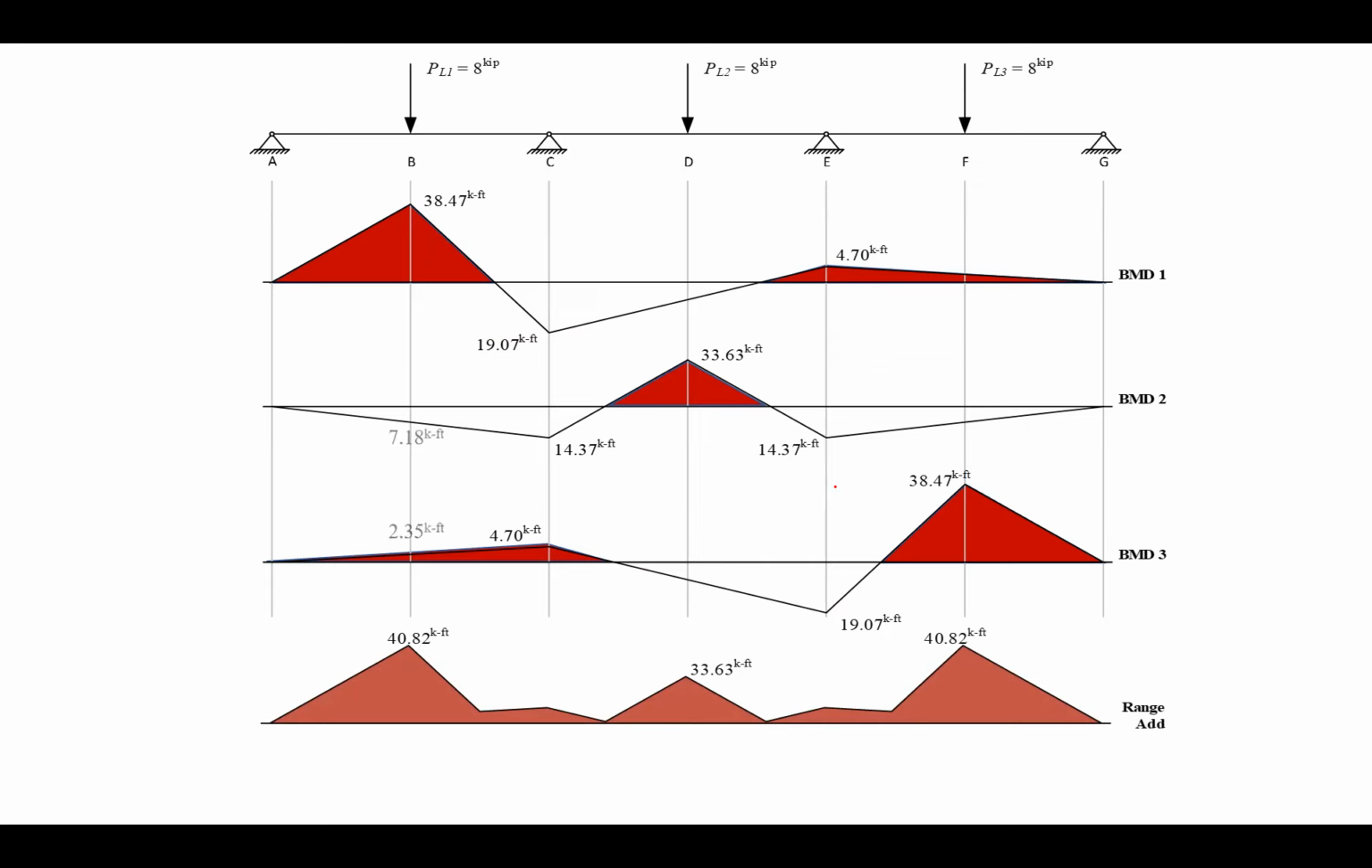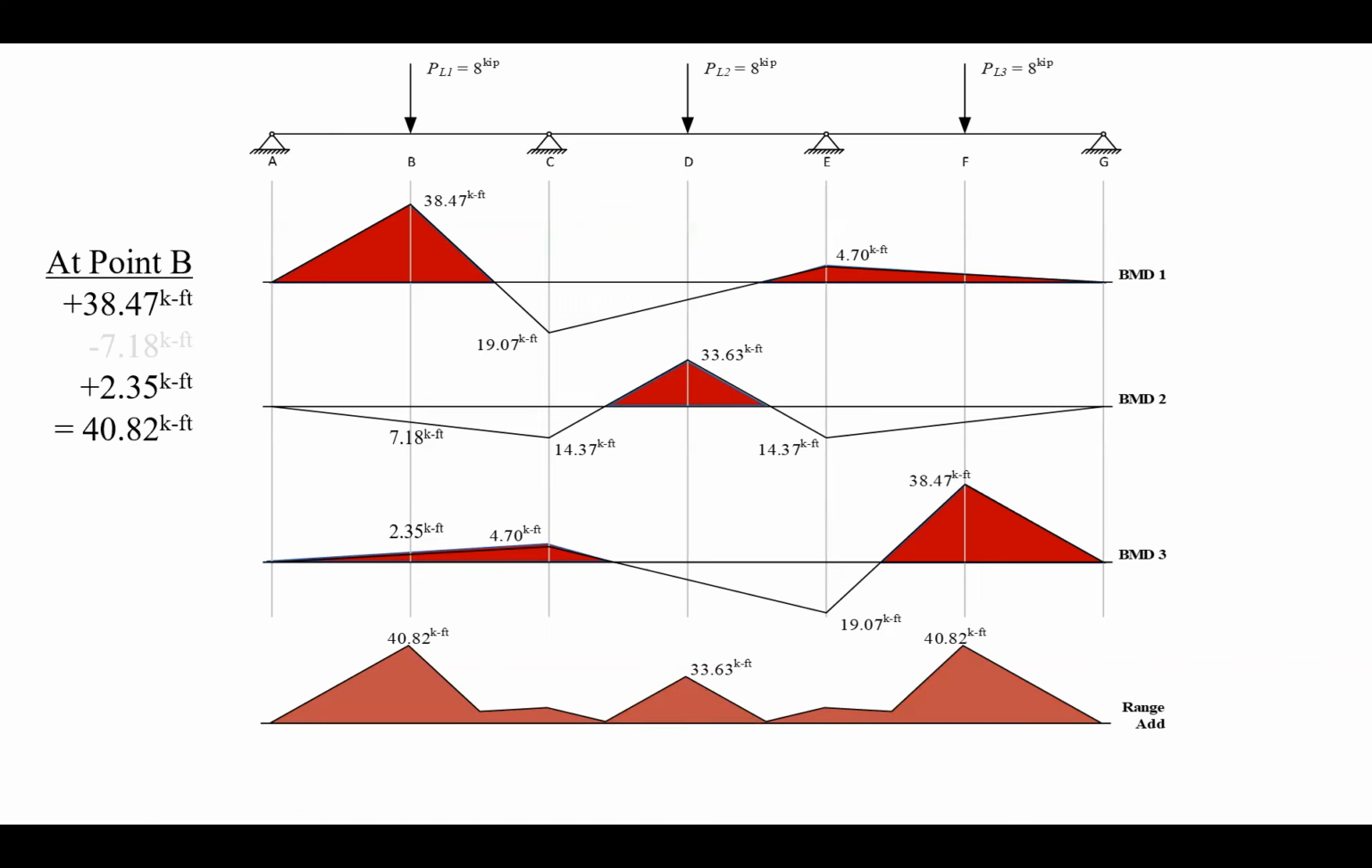Now, I think I have something here. If we go in and look at point B, yep, there we go. So at point B, we would have positive 38 kip feet from bending moment diagram number one. We would have negative 7 kip feet from bending moment diagram number two, and then positive 2.35 kip feet from bending moment diagram number three. But what it's going to do, it's going to disregard that negative bending moment, and it's going to give us a result of 40.82 kip feet.